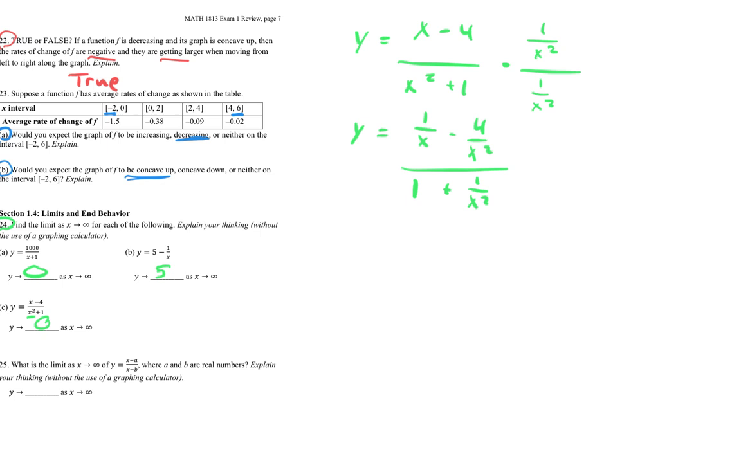So if we look at these, as x becomes really big, 1 over x is 0, minus 4 over x squared becomes 0 as well, over 1 plus basically 0 again. So all of this, we get 0 minus 0 over 1 plus 0, or we could just say y equals 0.